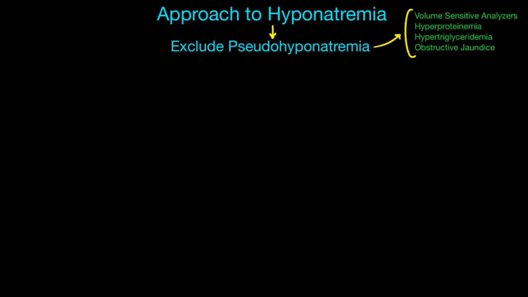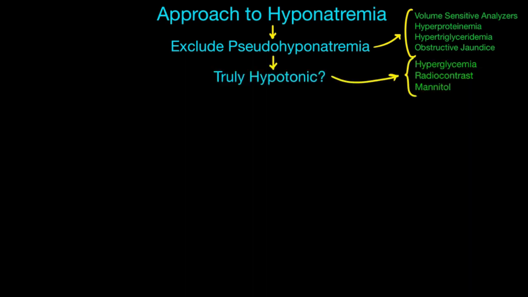Okay, so here's our approach to hyponatremia. The first task is to exclude pseudohyponatremia. So this is actually a lab artifact. It's not real hyponatremia. It's found when serum sodium is measured with a volume-sensitive analyzer and the patient has severe hyperproteinemia, maybe from a plasma cell dyscrasia, severe hypertriglyceridemia, or obstructive jaundice, which can lead to severe hypercholesterolemia and very high levels of lipoprotein X. These are the situations when pseudohyponatremia has been observed.